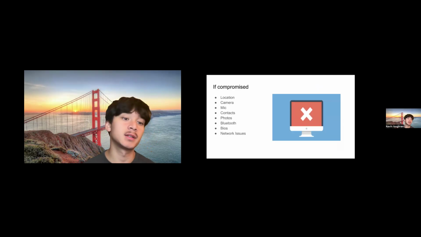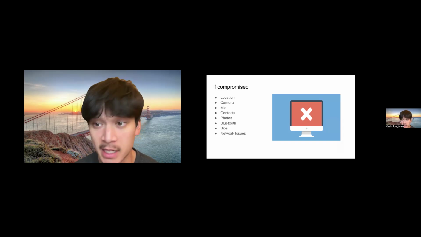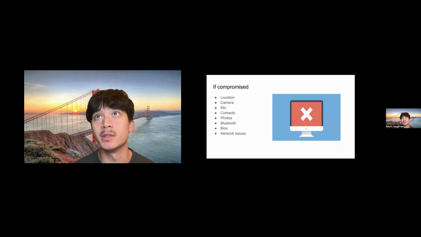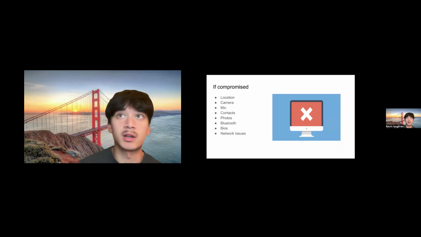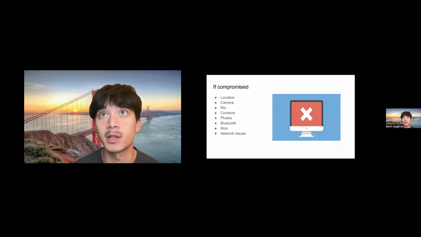So if compromised, this is the list of things that could potentially be exposed to users. If location is compromised, it could be used for stalking or social engineering. Camera could be used to expose images of your ID card, personal documents, your face or your house. The microphone could be used for eavesdropping on conversations, and as you know, that's a very, very big HIPAA concern.